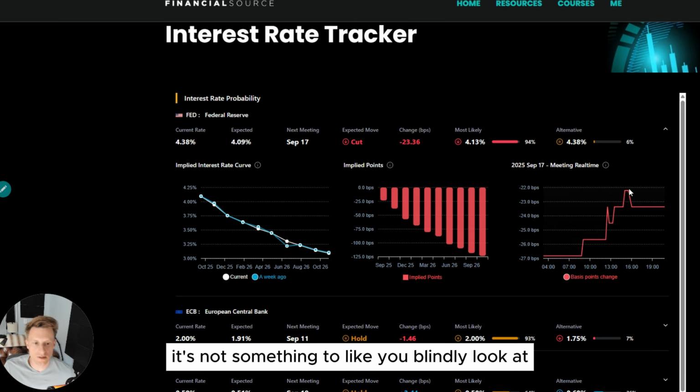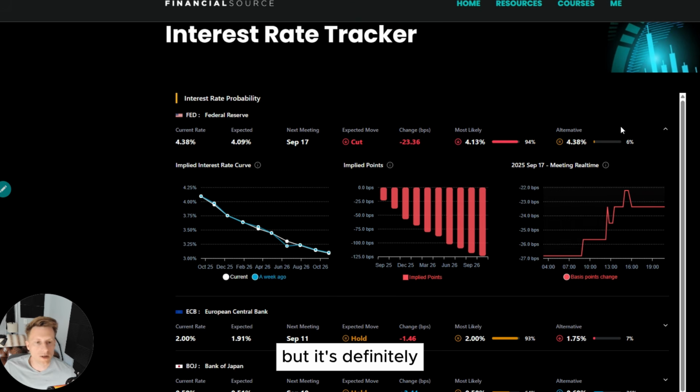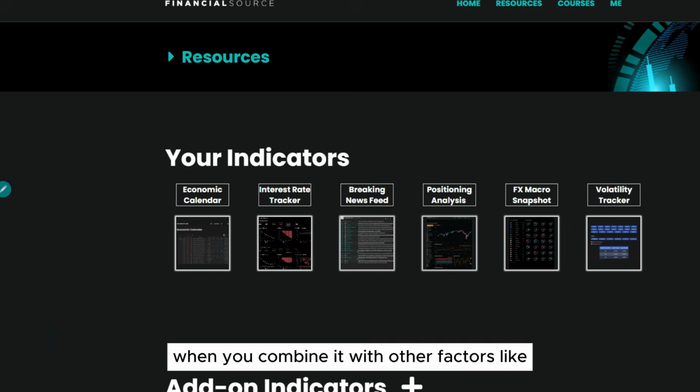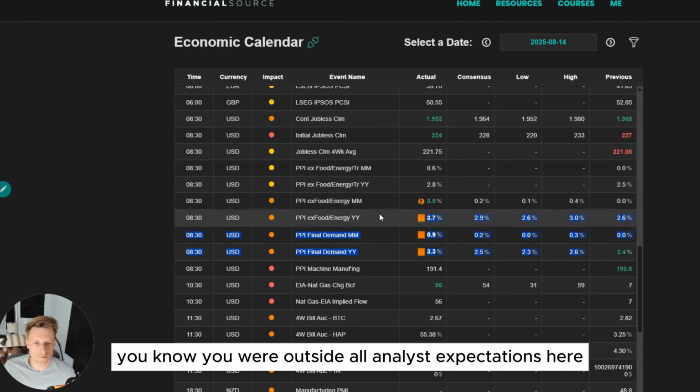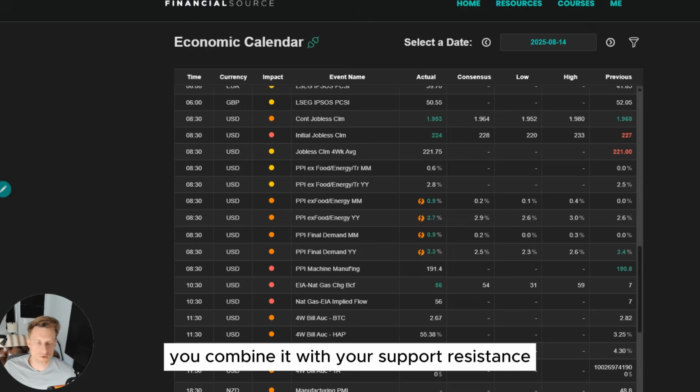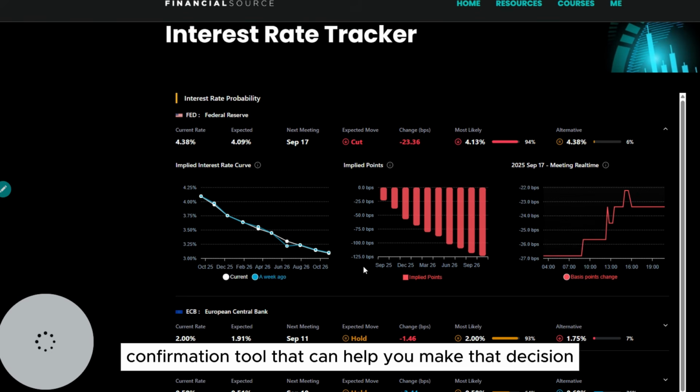It's not something you blindly look at, but it's definitely useful when you combine it with other factors, like the fact that you missed the initial move, and that you were outside all analyst expectations here. You combine it with your support resistance. It's just a great confirmation tool that can help you make that decision.